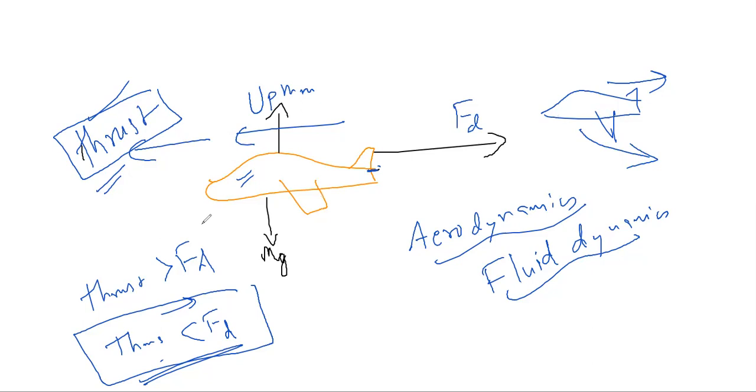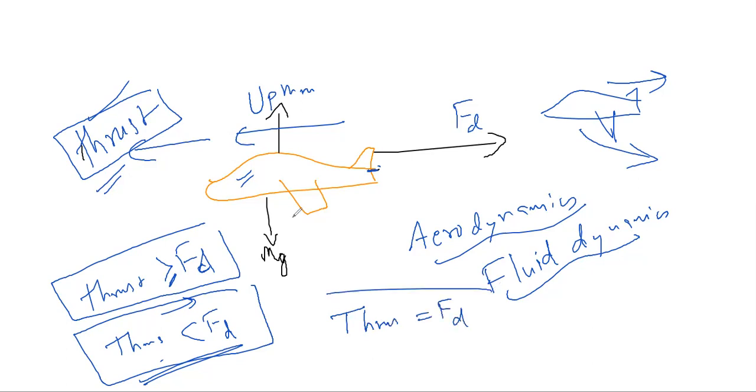So always in case of a plane, thrust will be greater than drag, or at the max it will become equal to the drag force. So in this case, when thrust becomes equal to drag force, then we may say that this object is moving with a terminal velocity.